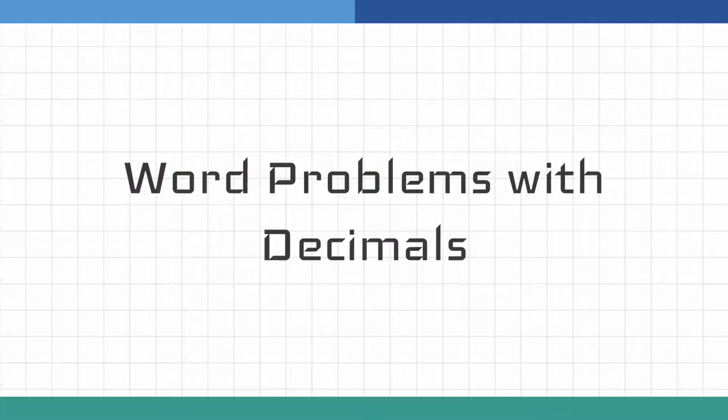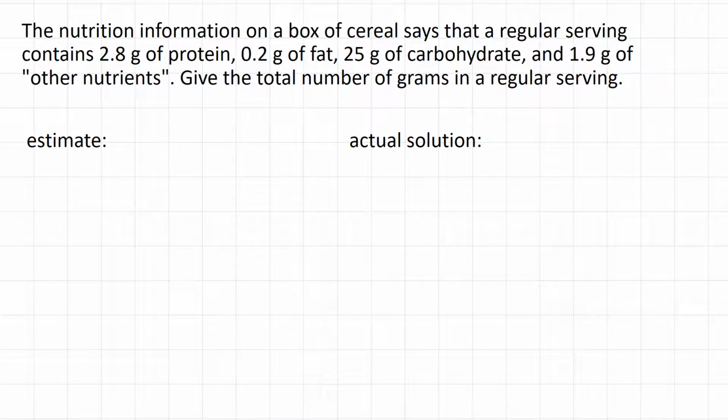Word problems with decimals. In this video, we're going to go through one example. The nutrition information on a box of cereal says that a regular serving contains 2.8 grams of protein, 0.2 grams of fat, and 25 grams of carbohydrates, and finally 1.9 grams of other nutrients. Give the total number of grams in a regular serving.